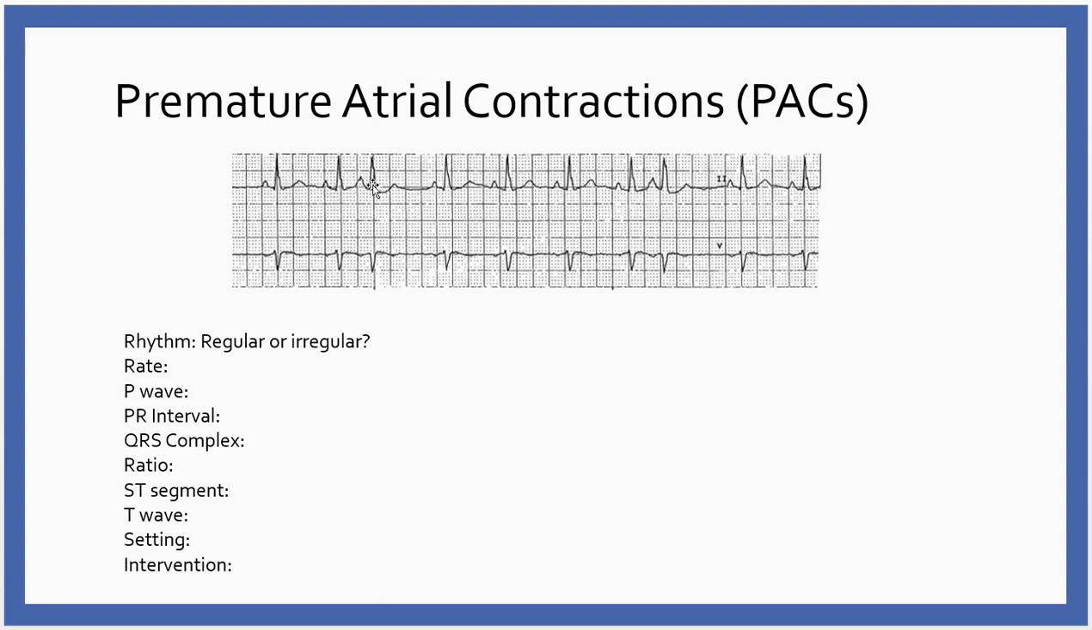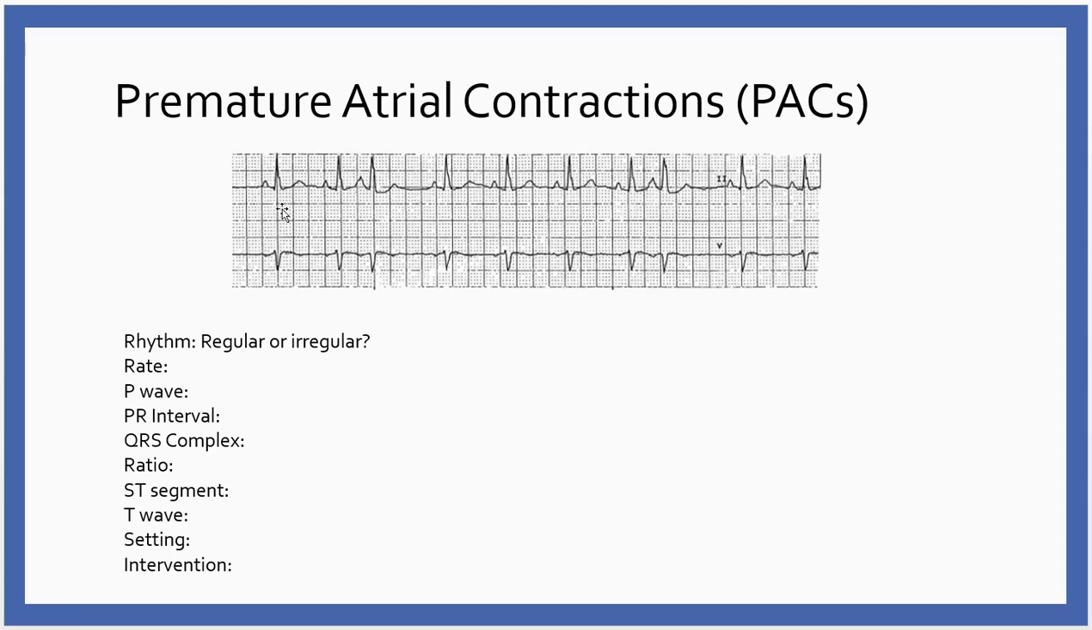QRS complexes are there. They all look about the same. I can measure my QRS complex. Let's find one that's good to measure. Aha, here. This starts on a dark line. So here's the beginning of the QRS complex, and here's the end right there. And so it's like 2.5 baby boxes, so it's about a 0.10.